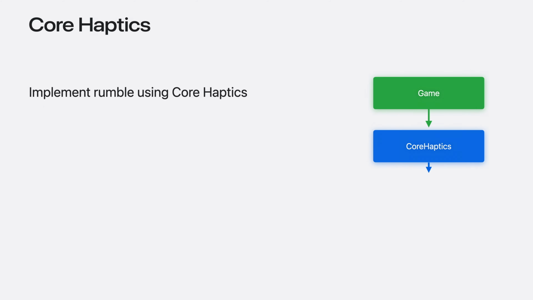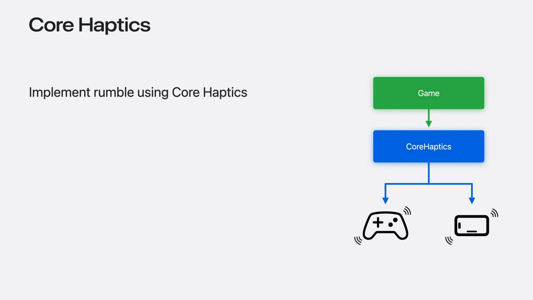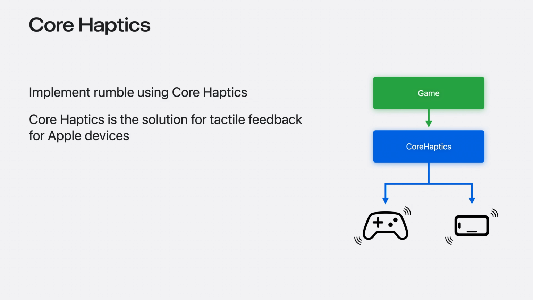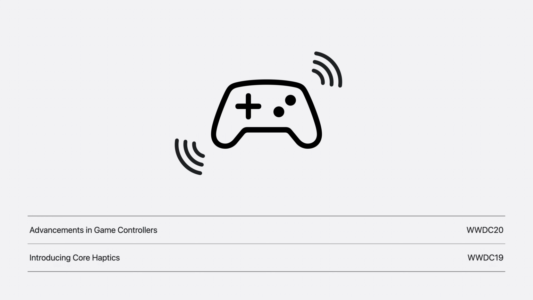But input is only half the story when it comes to sensing. A big part of immersing your players is conveying feedback for in-game events with Rumble. You implement Rumble using the game controller framework in combination with Core Haptics. Core Haptics is the same framework you use to deliver tactile events on iOS devices with a Taptic Engine. When a game controller supports haptics, you can directly create a haptic engine instance through its haptics property. This single instance abstracts away any differences across game controllers from different vendors. For a deeper dive into the world of haptics, be sure to check out Advancements in Game Controllers and Introducing Core Haptics.